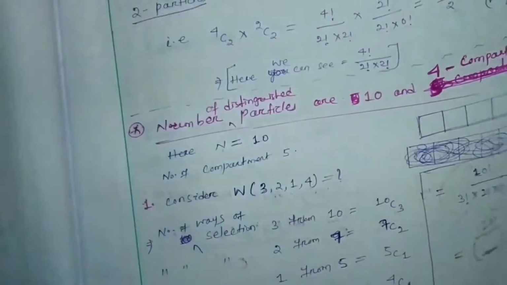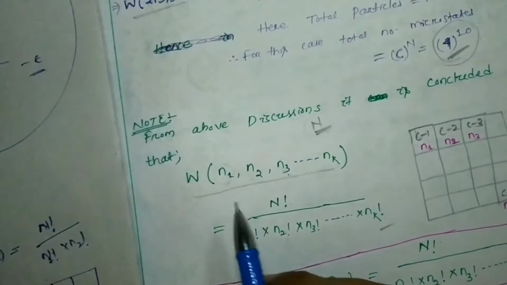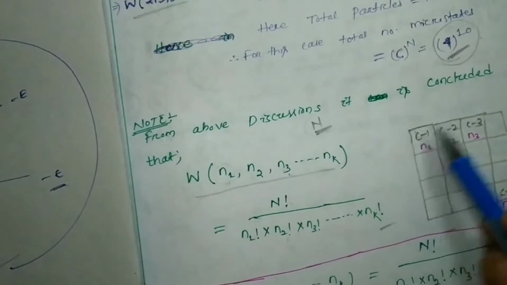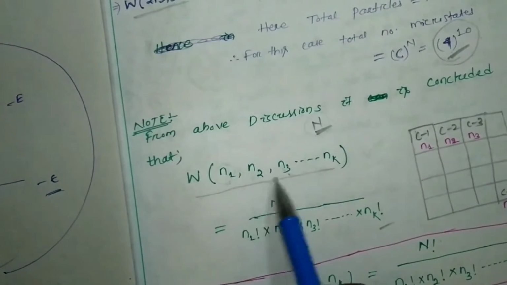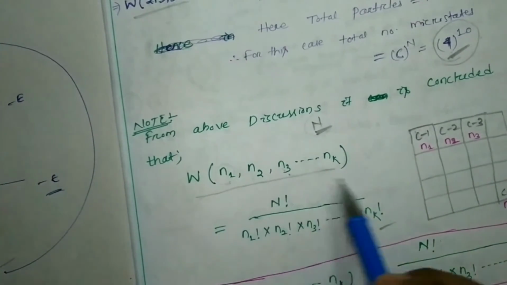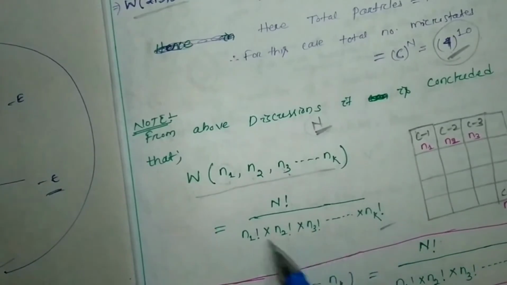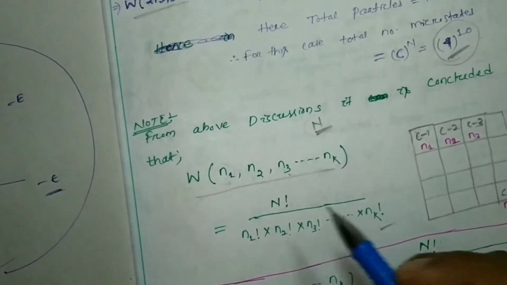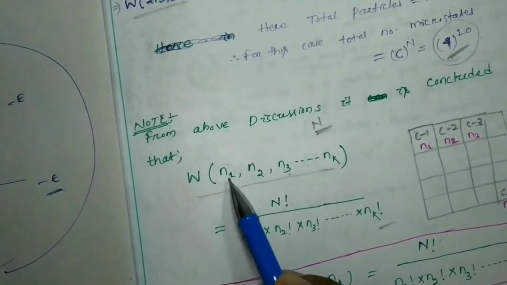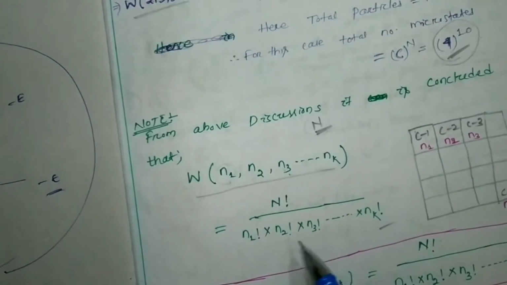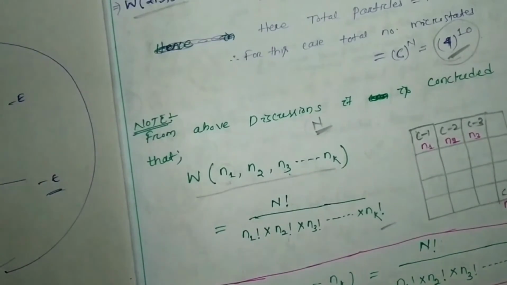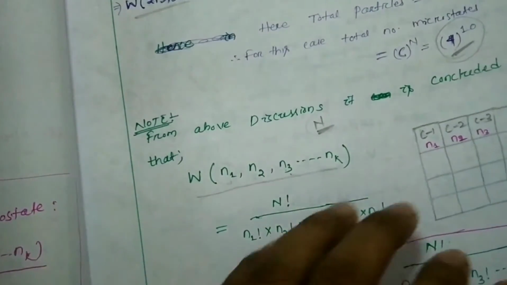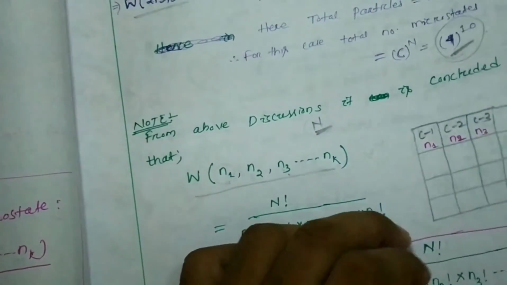And in general, we found that for k number of compartments, the number of microstates for a particular macrostate is the total number of particles factorial divided by n1 factorial, n2 factorial, n3 factorial, up to nk factorial. These things we have discussed earlier.